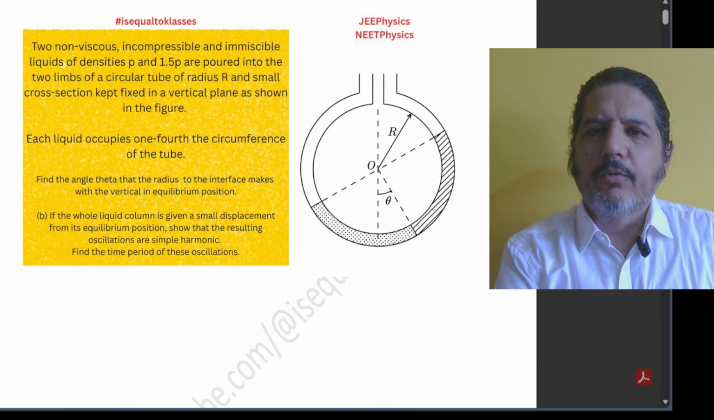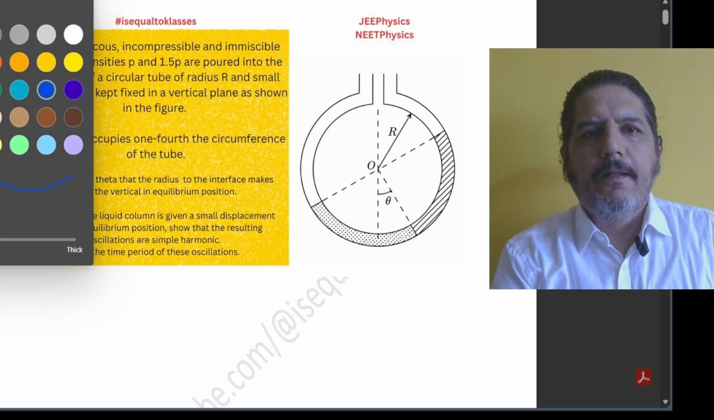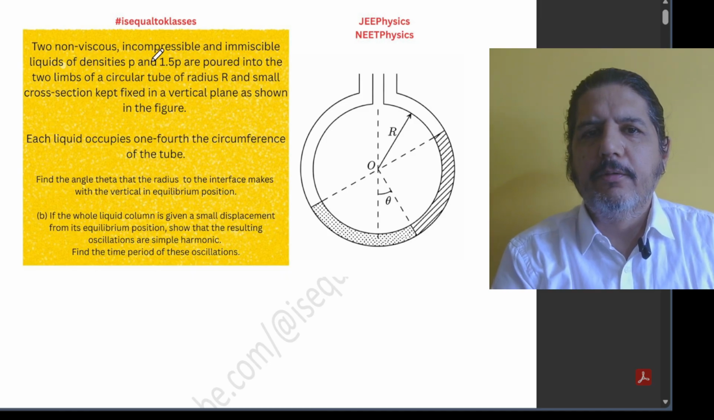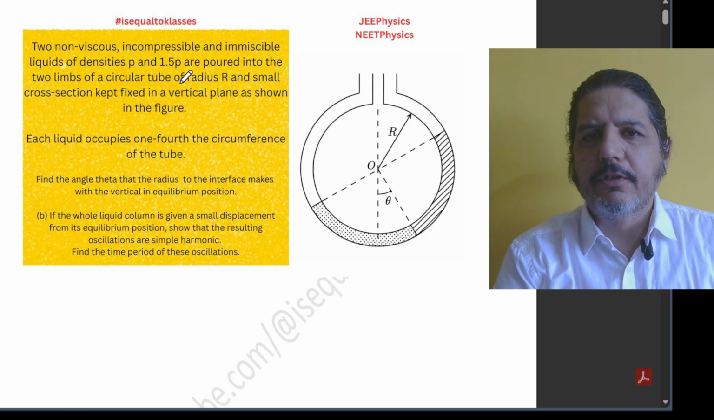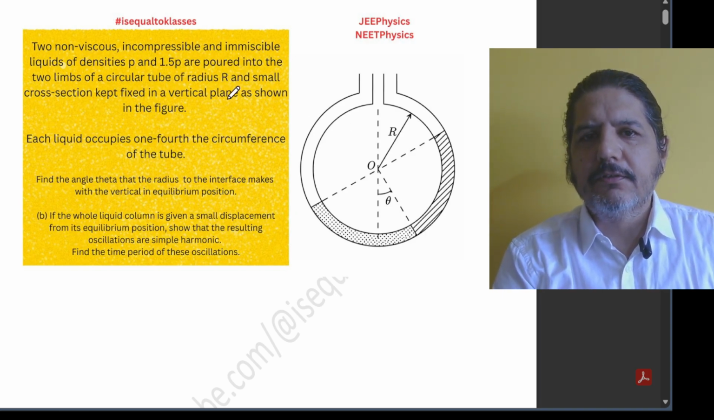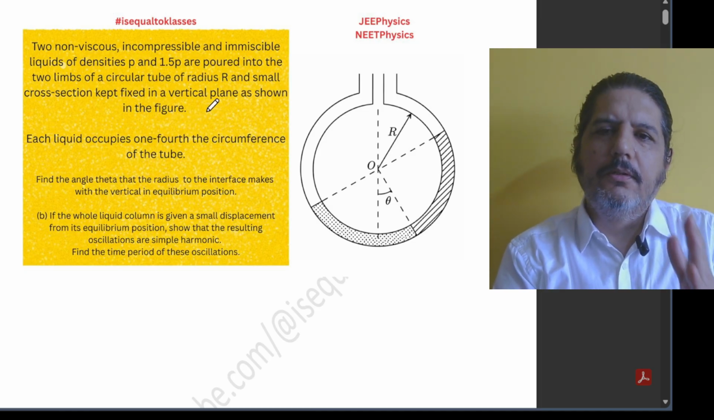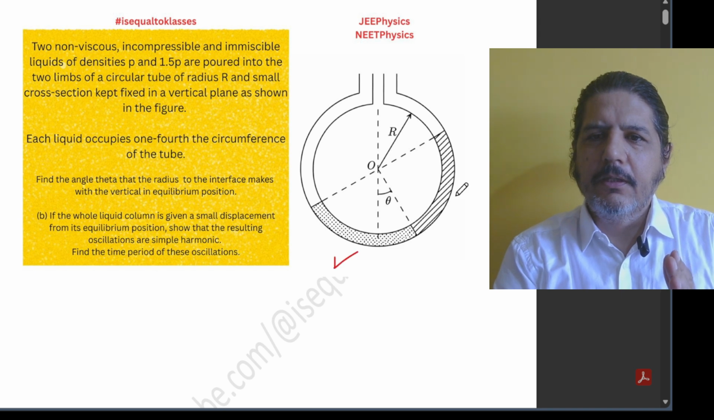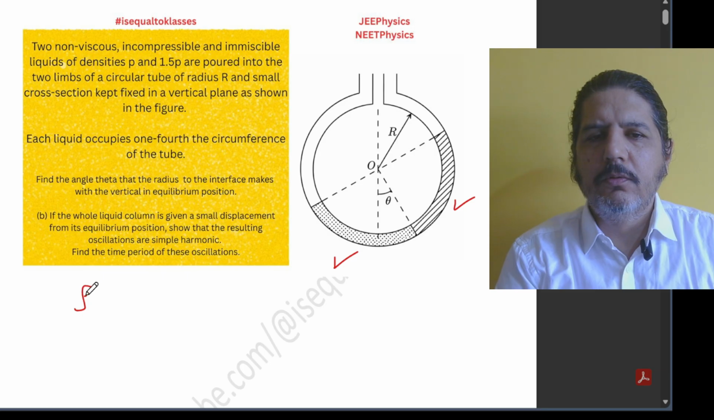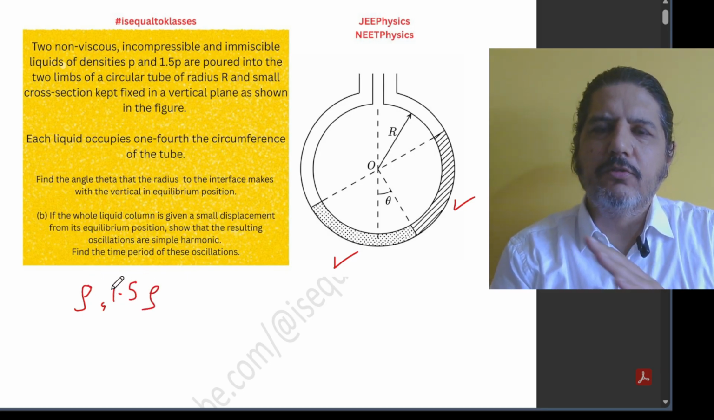So let's try to understand the question first. Two non-viscous, incompressible, immiscible liquids of densities rho and 1.5 rho are poured into the two limbs of a circular tube of radius r, and small cross-section kept fixed in vertical plane as shown in the figure. So these are the two liquids which are given. The properties are given and the densities are also given. So they have densities rho and 1.5 rho. So these are the densities of the liquid.